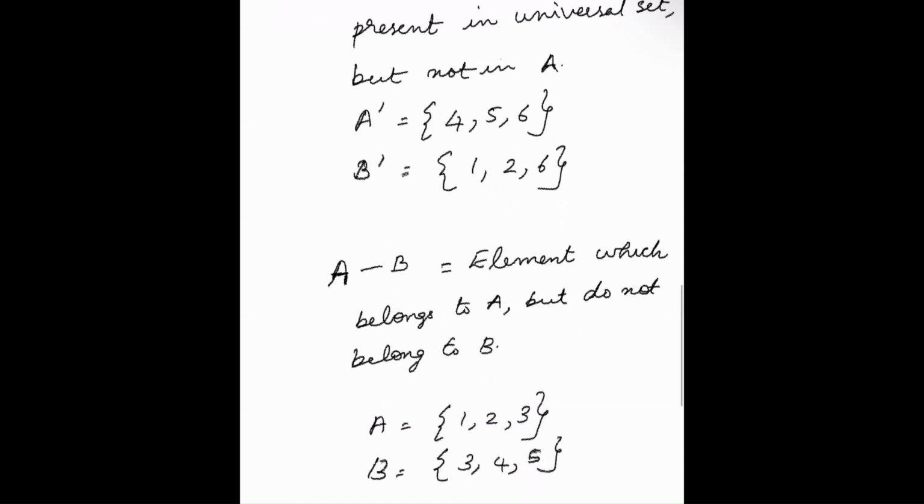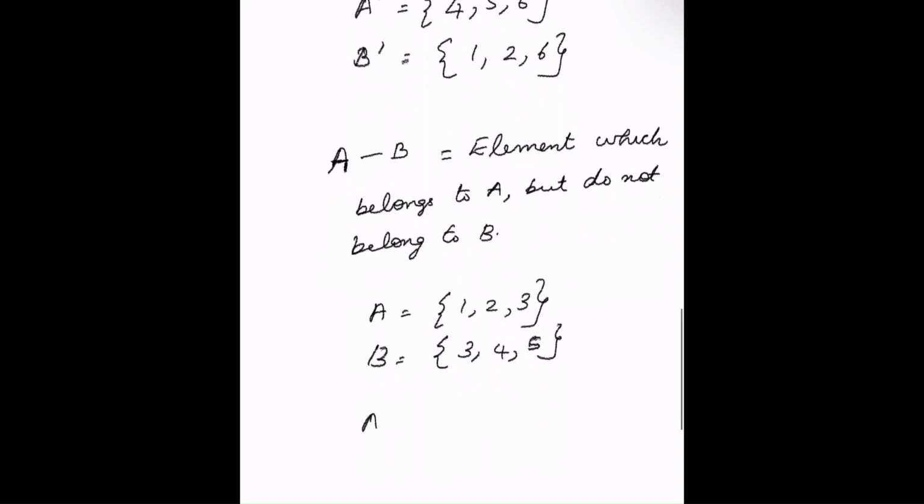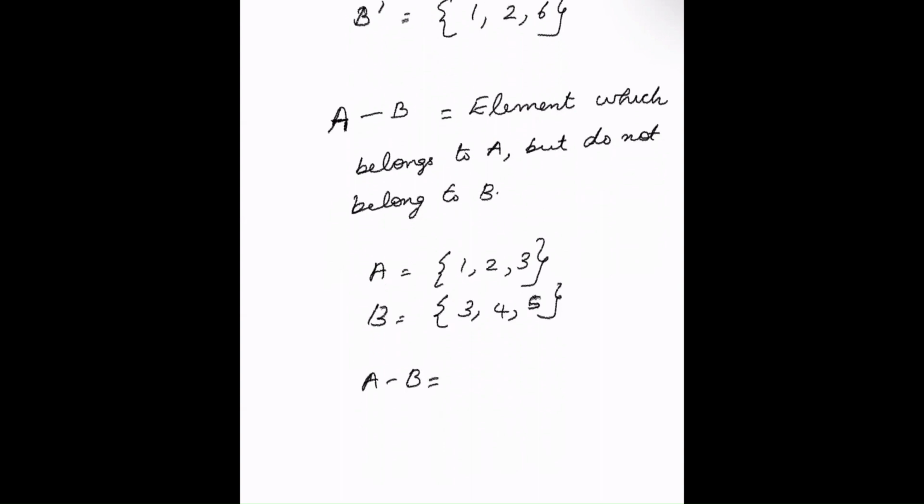Now, when I say A minus B, what you need to look at is elements which belong to A, but not in B. So elements which belong to A are 1, 2, and 3, but not in B means what? 3 is already present in B, so I cannot include 3. So remove that 3. That's it. So 1 and 2 is the answer.